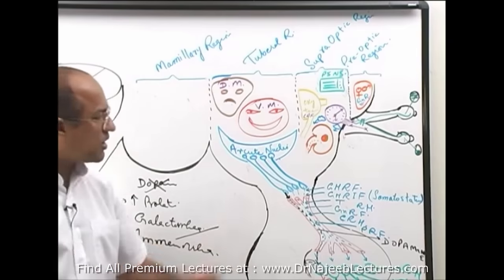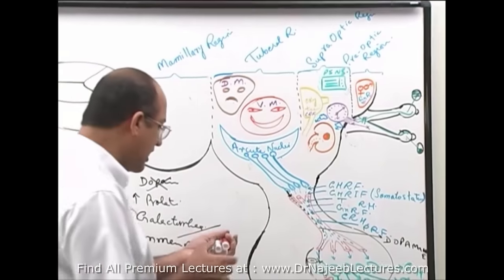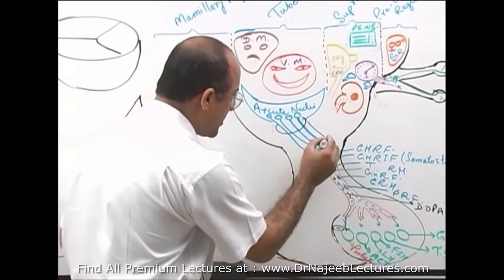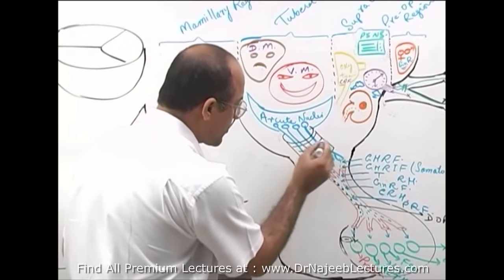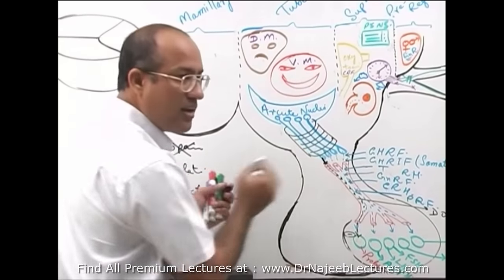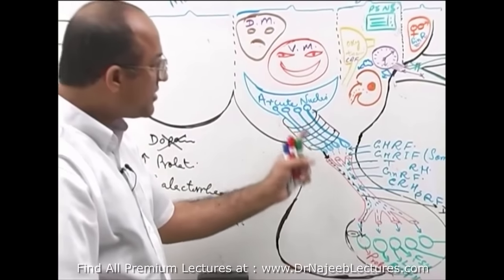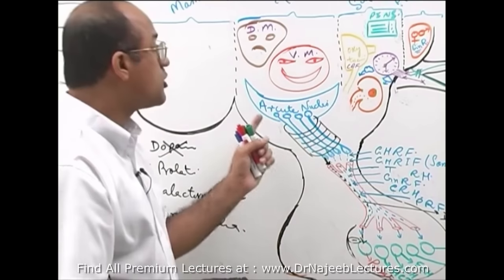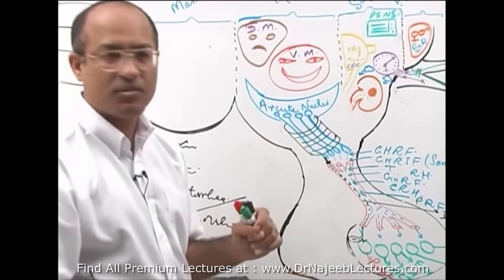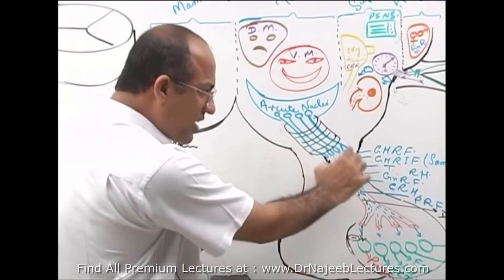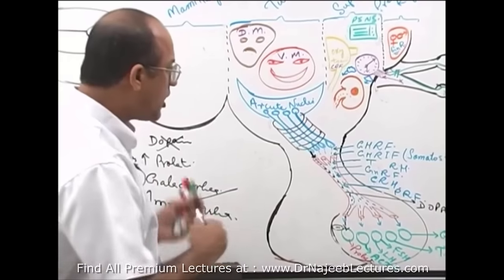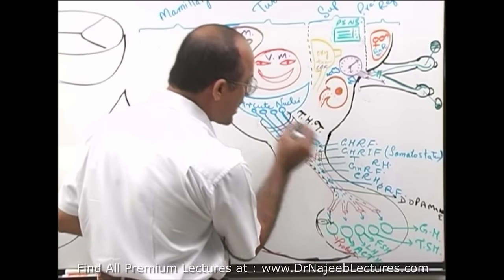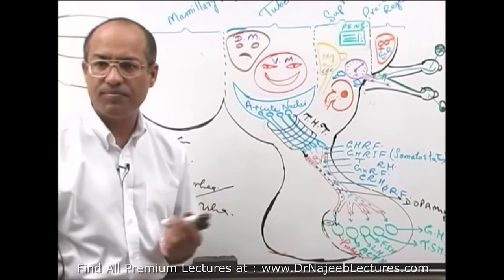So this was a few words about the arcuate nucleus. And this bundle of fibers going from the arcuate nucleus up to the portal system is called the tuberohypophyseal tract, because this is the tuberal region. From the tuberal region, these fibers go to the portal system. We call it the tuberohypophyseal tract. Any question here?